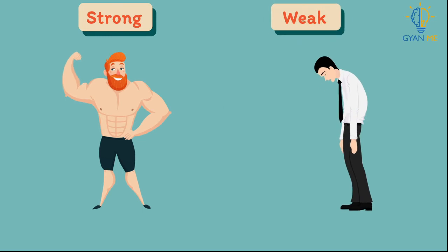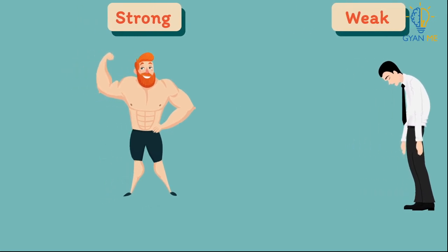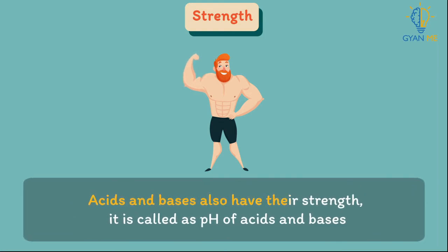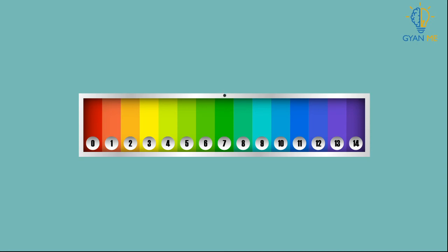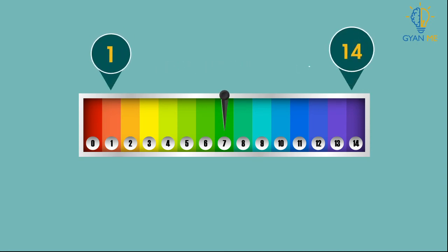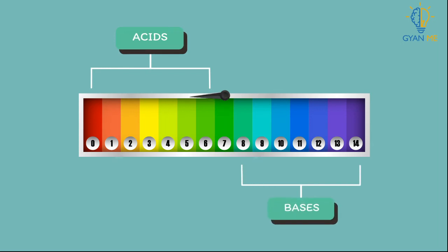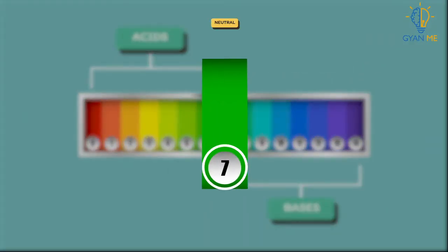Strong or weak? Yes students, you heard it right. Acids and bases also have their strength. It is called the pH of acids and bases. pH is a range of values from 1 to 14. Chemicals having pH range from 1 to 6 are acids, and chemicals having pH range from 8 to 14 are bases. Chemicals having pH 7 are neutral, just like distilled water.